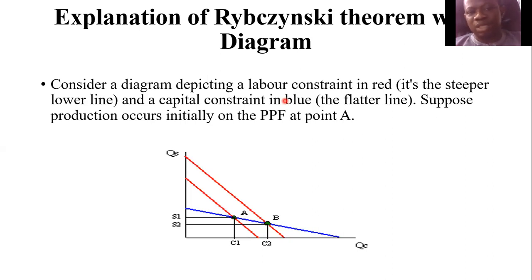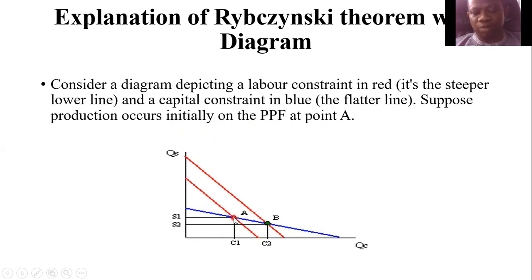Consider a diagram depicting a labor constraint in red. The labor constraint we have here is in red, the steeper, lower line, and a capital constraint in blue, the dashed line. Suppose the production occurs initially on the PPF at point A, assuming that this is the constraint of capital and this is the constraint of labor.